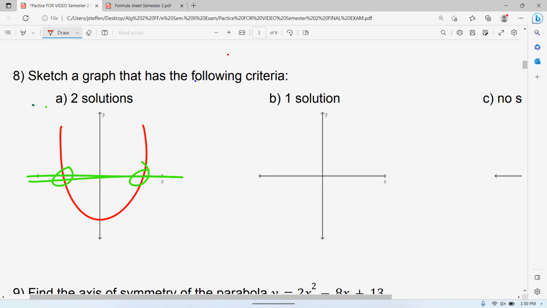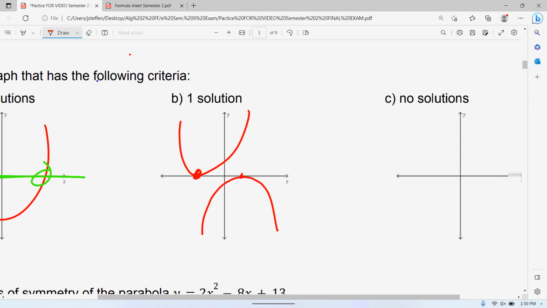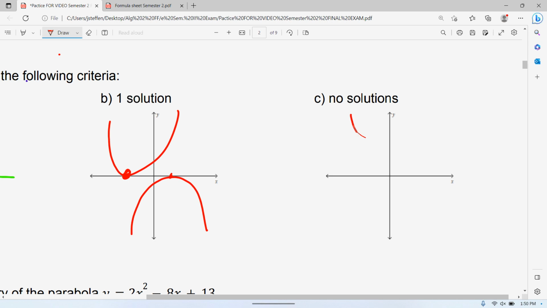One solution is where it would just touch it and come back up, so it only touches once. Again, it could open downward and do that same thing. And no solutions if it doesn't touch at all. Again, it could also open downward. Technically, if there's no solution, there are imaginary solutions, but when we're talking about graphing, that's fine. You're going to leave it that way.